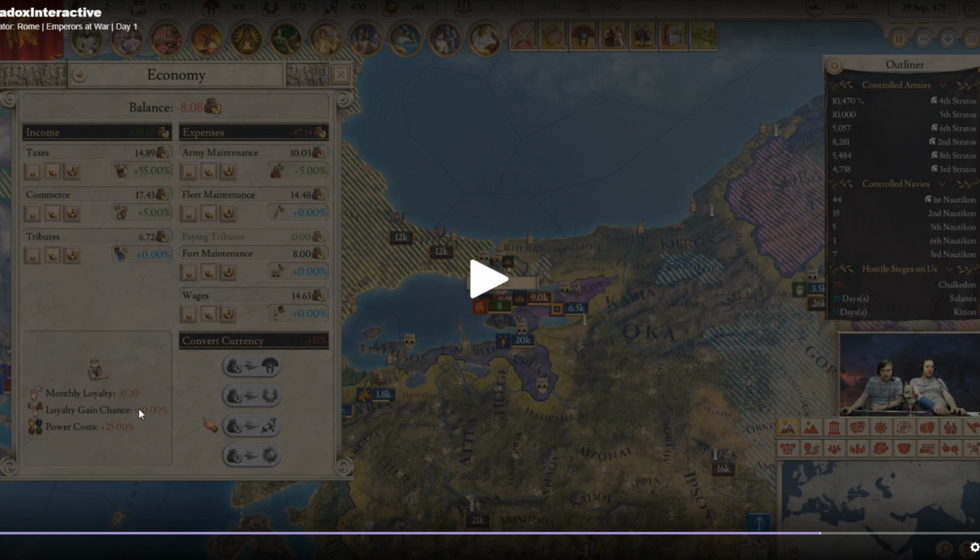Loyalty gain chance plus 10%. I think this is to do with your armies, so your troops' loyalty to the general, which is not you, it's not the state, goes up by 10%. That's why it's in red, because it's a bad thing. And also your power costs up by 25%, which is going to be quite painful.